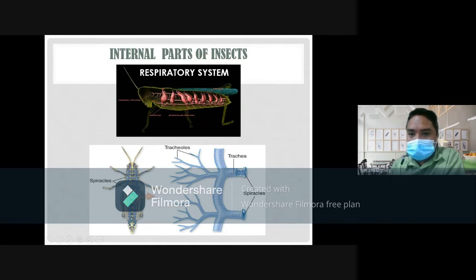This is what we call spiracles, the small openings on the side of the insect. Spiracles are located at the abdominal part of an insect. They are the small openings on insects.